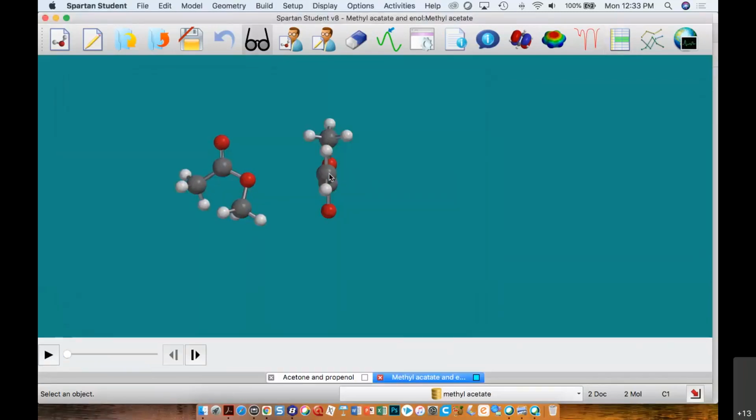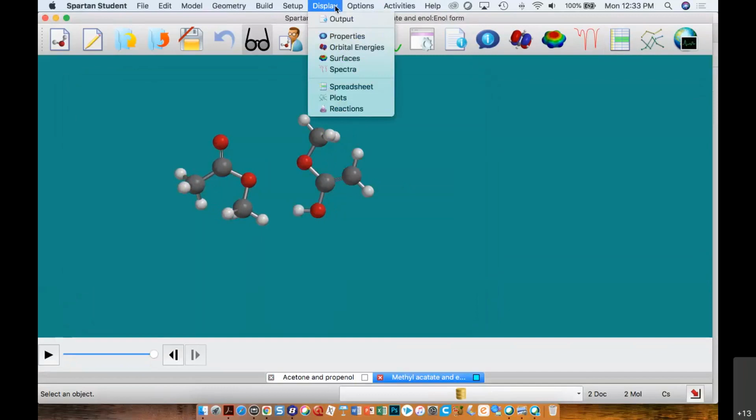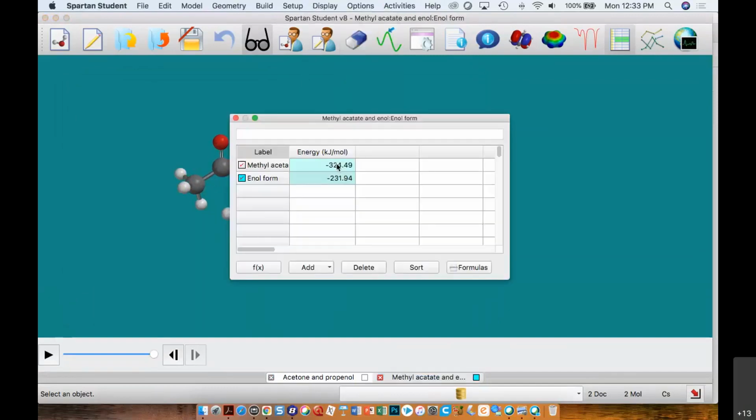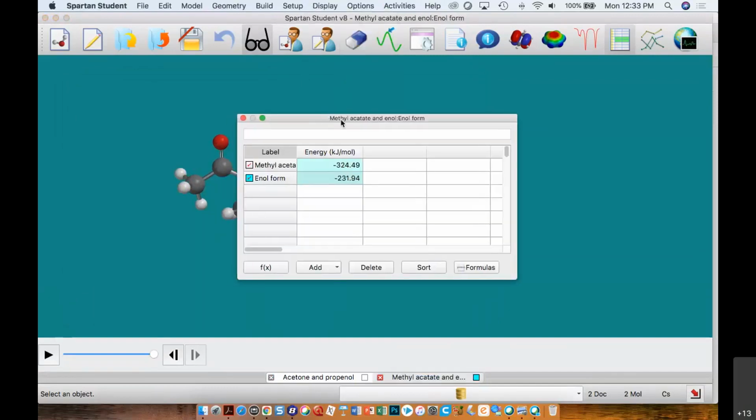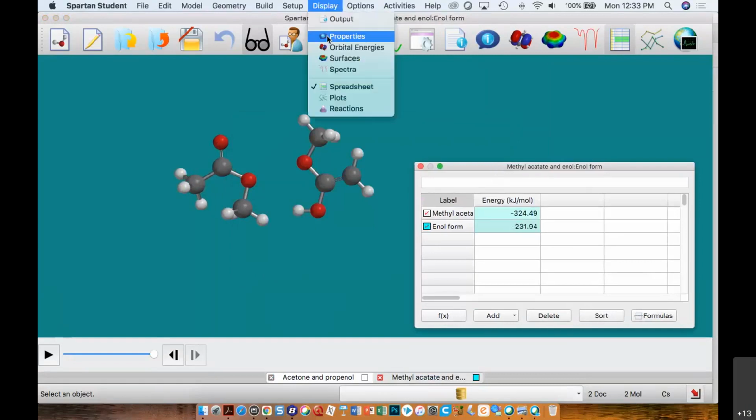For example, this one is your methyl acetate. This one is the enol form. Go to display, go to spreadsheet directly, and you'll see the values there. So you don't have to work with properties, which is a little bit more cumbersome. I've just added them to the spreadsheet. Similarly, you have the trifluoroacetate and you'll add that.